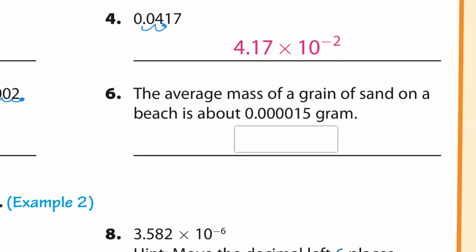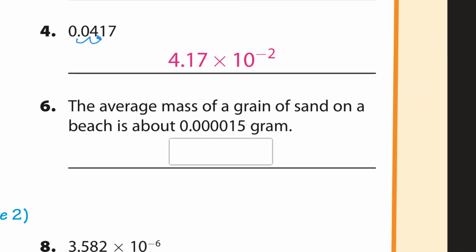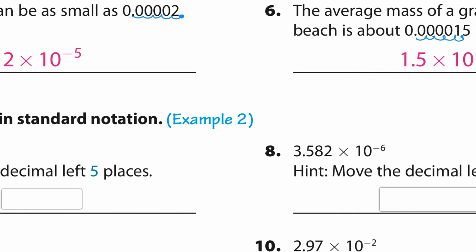And number 6, the average mass of a grain of sand on a beach is about, well, let's see, 1.5. And I place it there, but it needs to go 1, 2, 3, 4, 5, times 10 to the negative fifth, and that's what we should get. See, we're just moving the decimal, and that negative tells us the direction that we're moving.